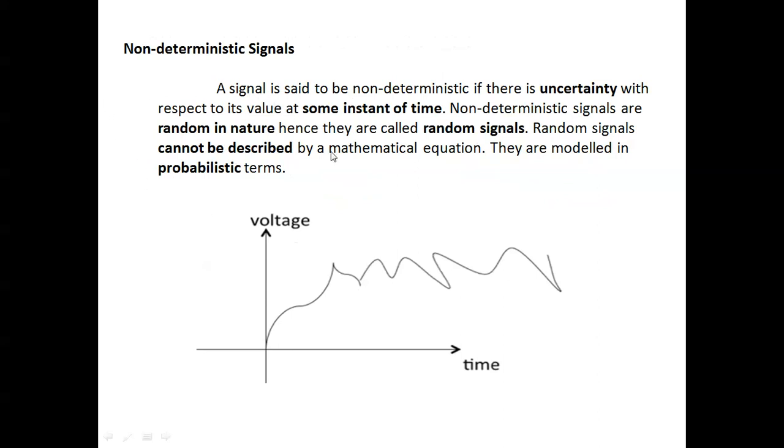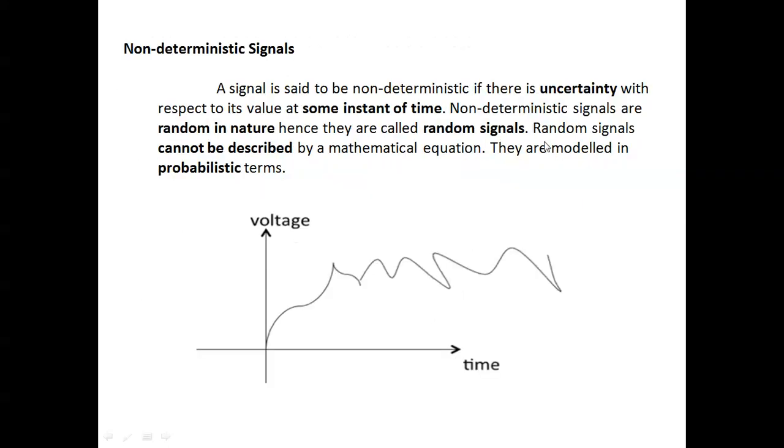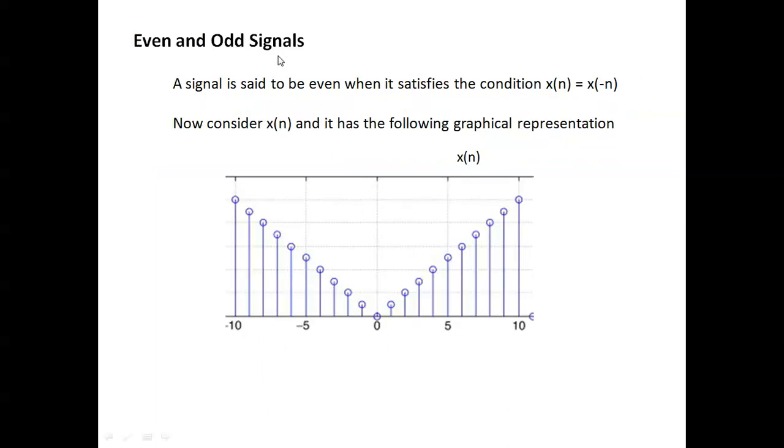So this is a non-deterministic signal example. It has uncertainty, whereas the previous one has no uncertainty. The value is random, like noise. We can't write any kind of formula for this, so it is a non-deterministic signal.